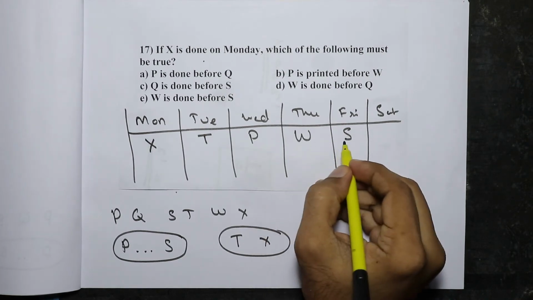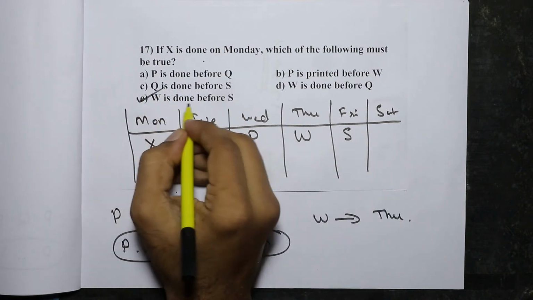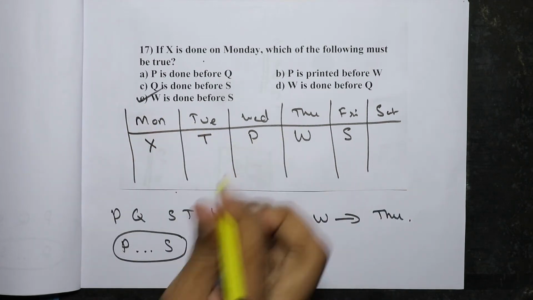So W is done before S. That must be true. Hence option E, W is done before S. That must be true. So option E is the right answer.